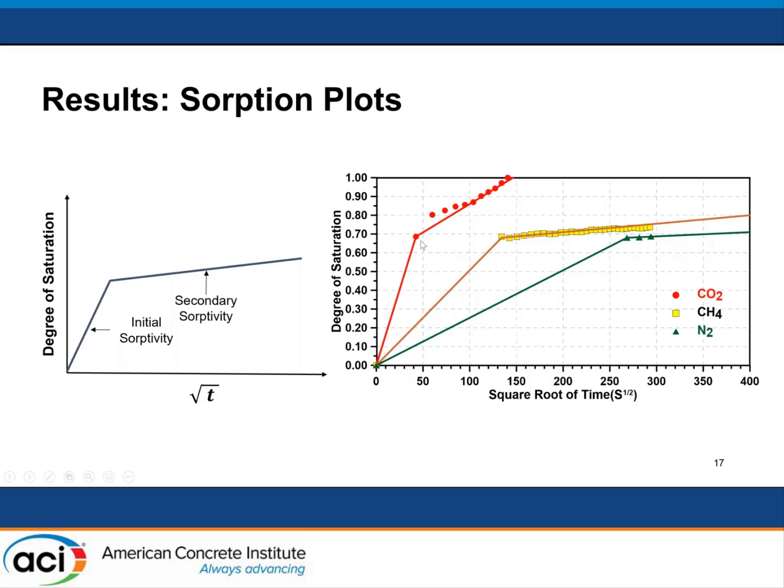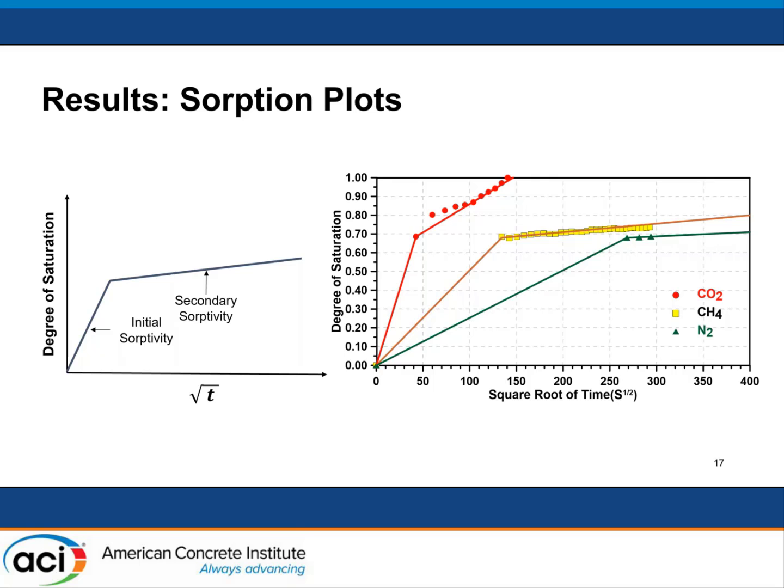Second, for the CO2 filled voids, there's a non-linear behavior that's observed early on, and we'll talk about that in subsequent slides, and then it becomes more linear again. And then the third thing to note is that the methane filled sample did begin the entire secondary sorption process much faster than the nitrogen filled sample, and we will discuss that more and why we believe that happened in this case.